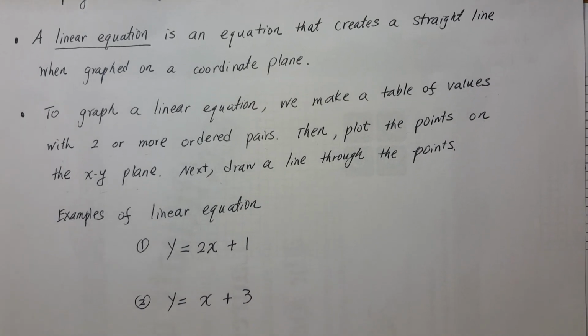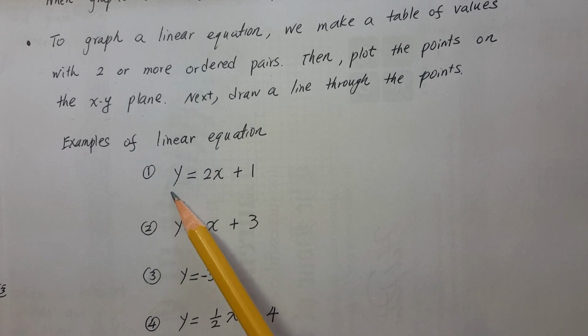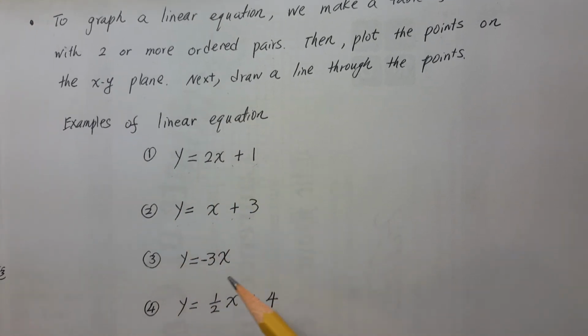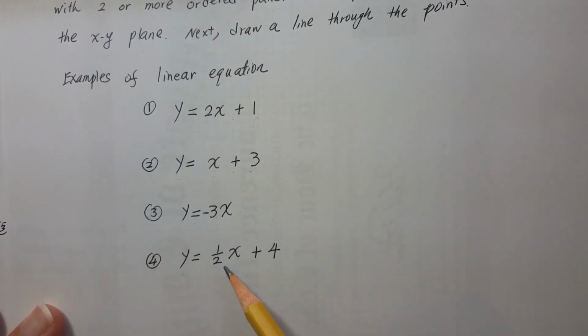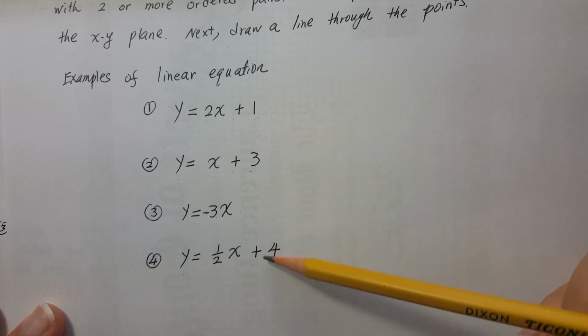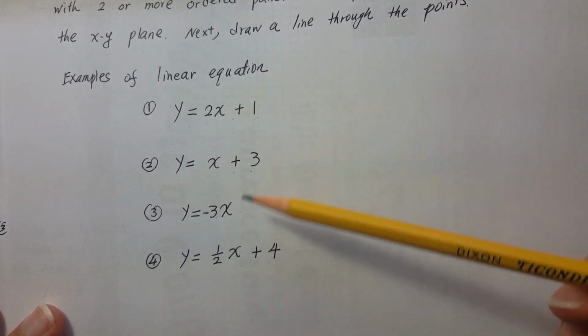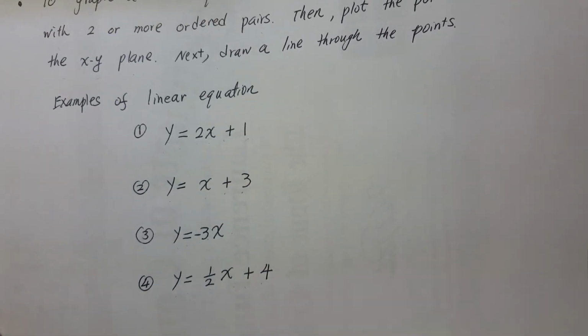Let me show you some examples of linear equations. y equal to 2x plus 1, y equal to x plus 3, y equal to negative 3x, and y equal to 1/2 x plus 4. All these are examples of linear equations. That means line equations. Now let's take a look at number 1.